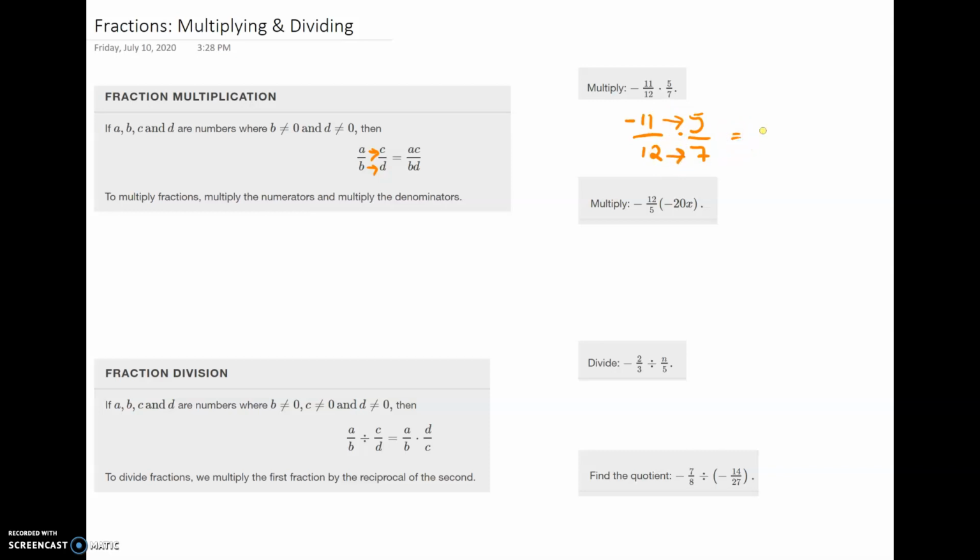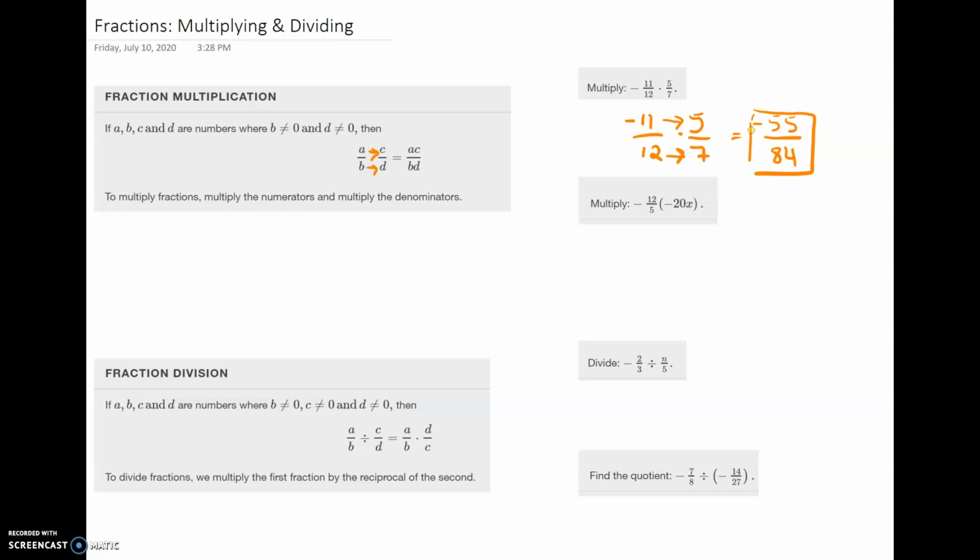So let's go ahead and do that. Negative 11 times 5 is negative 55. And 12 times 7 is 84. And I really can't simplify that at all. So I am just going to leave that as my final answer, which is negative 55 over 84. Okay, so that's our first example.